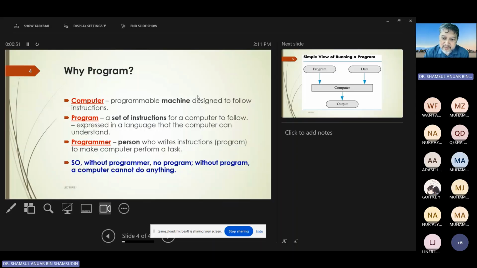And program is a set of instructions for a computer to follow. So I can give you instructions orally or in written form, but for a computer, they need to understand us. We cannot just speak to it. Even though nowadays there is some voice activation available, there are tools that translate it into something the machine can understand. So the voice itself is not something they can understand directly. They have something in between that translates it.